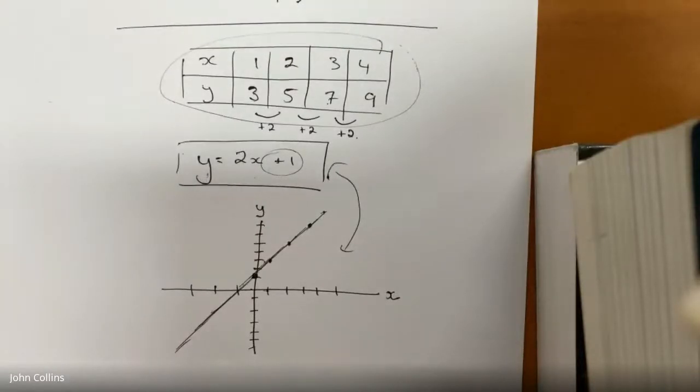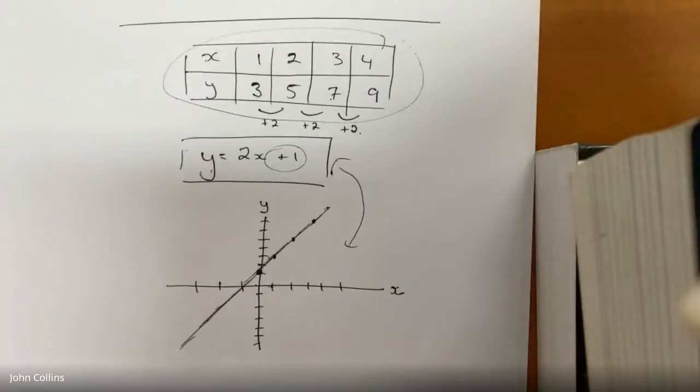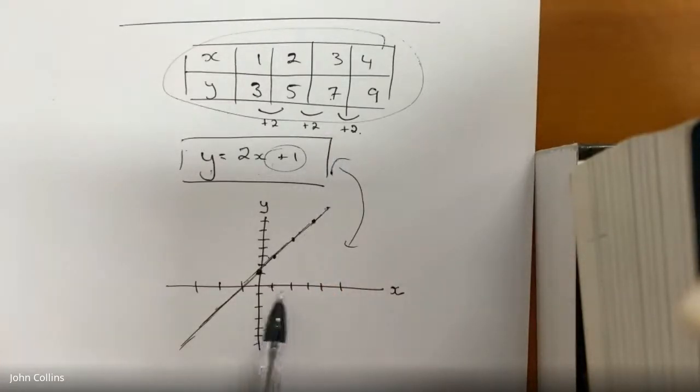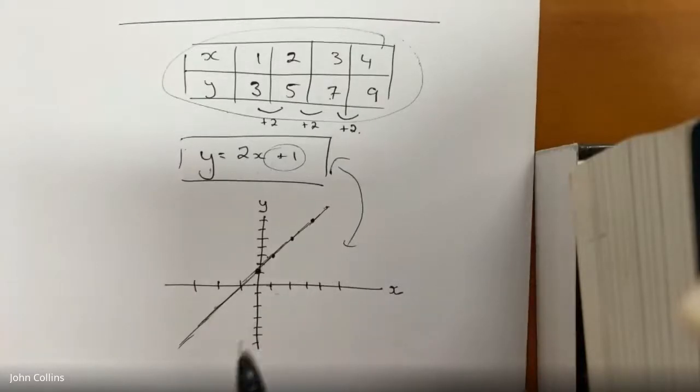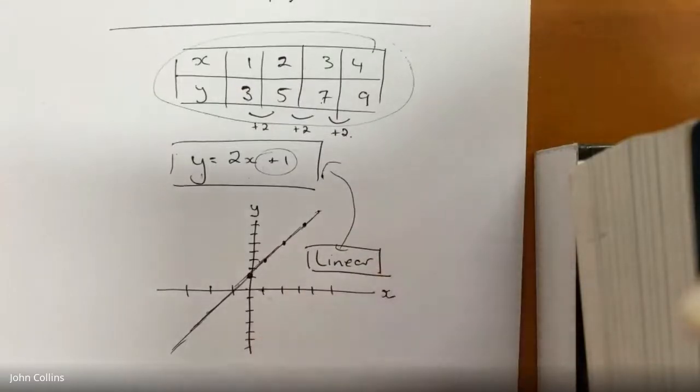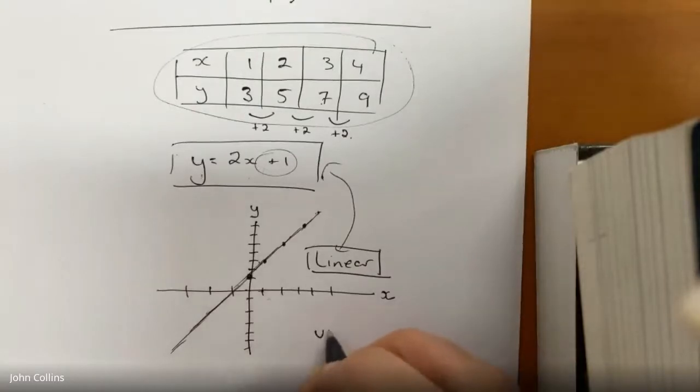Okay. We're not going to do much more than this new theory for today. But do realize a couple of things. The links between this algebra and this coordinate plane, or Cartesian plane, whichever you want to call it. We can plot points. When we join them, if they form a line, it's called linear. If they don't form a line, it's called non-linear.